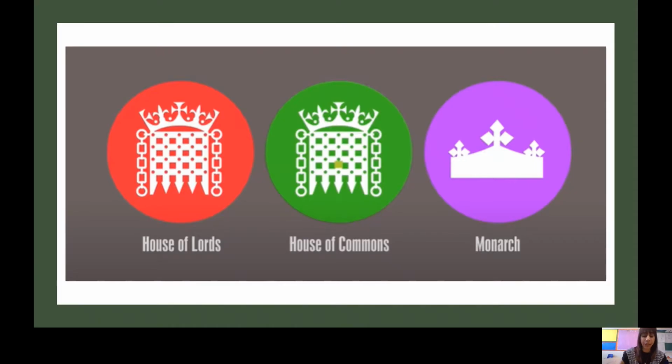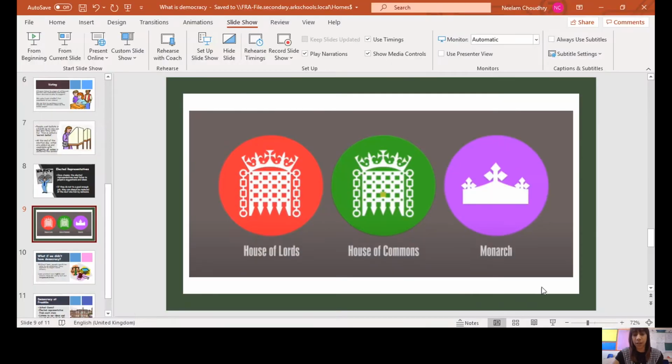Okay, so now that we've had a look at democracy and what it looks like in terms of how we vote, now we're going to have a look at how it looks in the UK at the moment. So we have got three different features of the government. We have House of Lords, the House of Commons, and the monarch. And what I'm going to do is share my screen with you again. And this time we're going to watch a short video which is going to explain to us what that looks like.